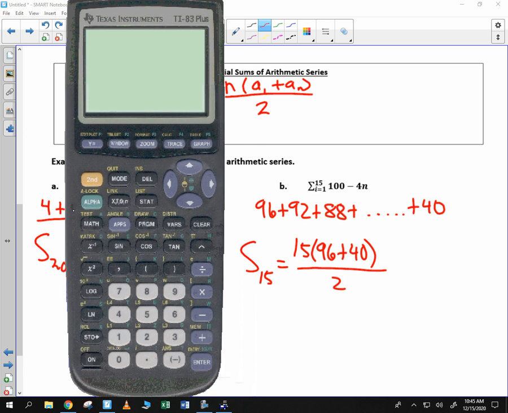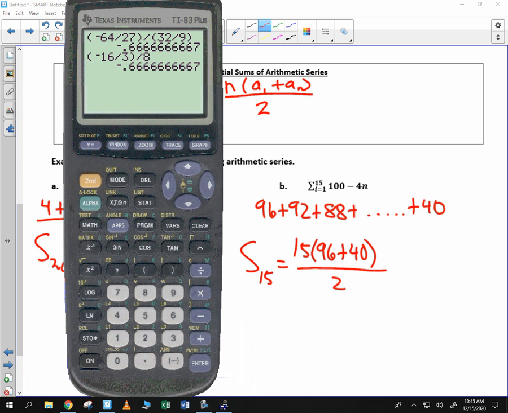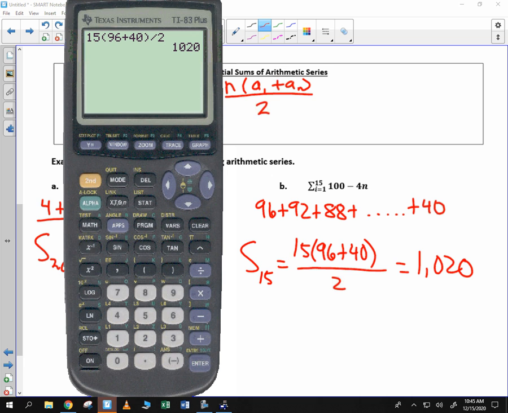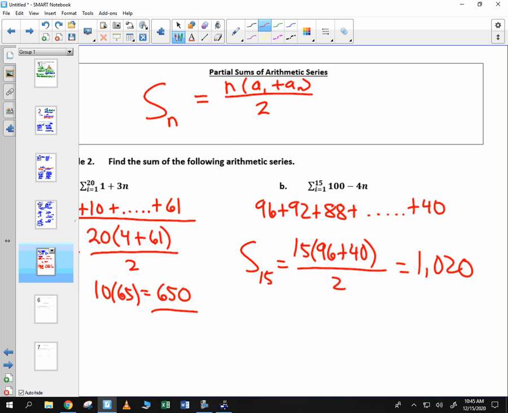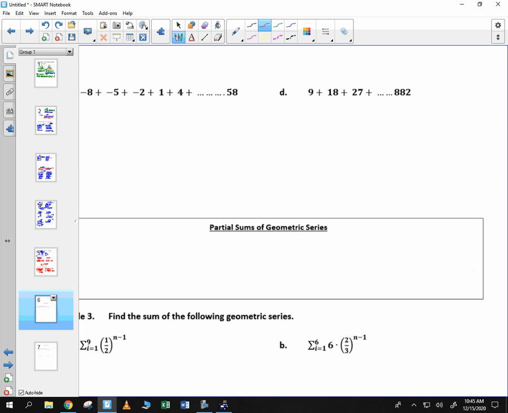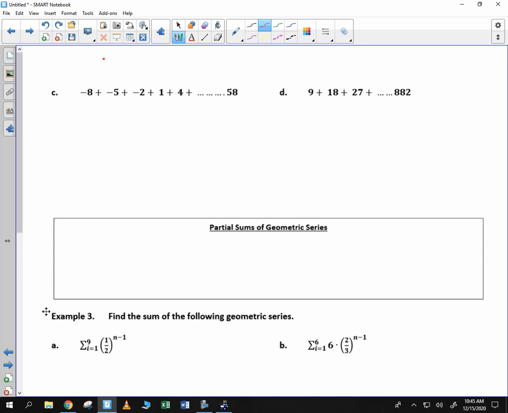Take out my calculator. 15 times 96 plus 40 divided by 2. And we get 1,020. So easier than writing them all out and adding them up manually. You can imagine right now we're just using 15. If we had 150 terms, that would be even more ridiculous.